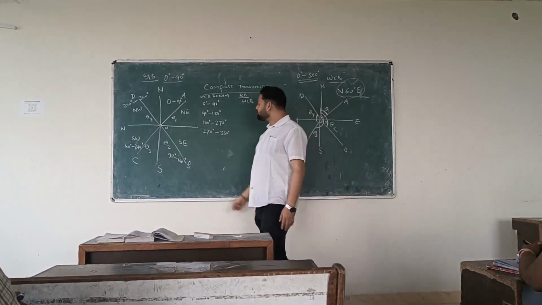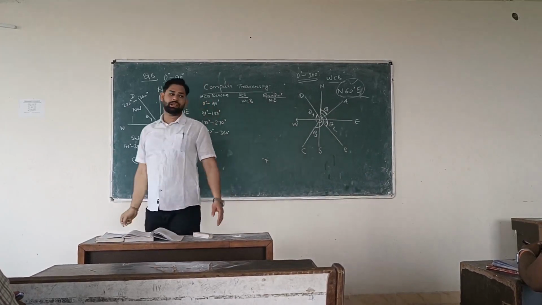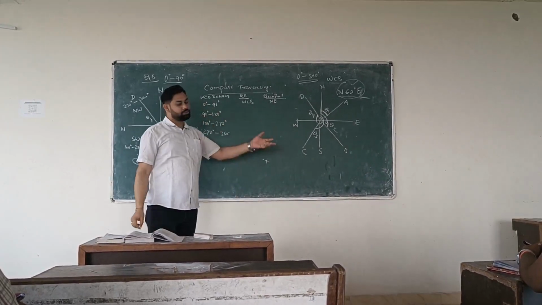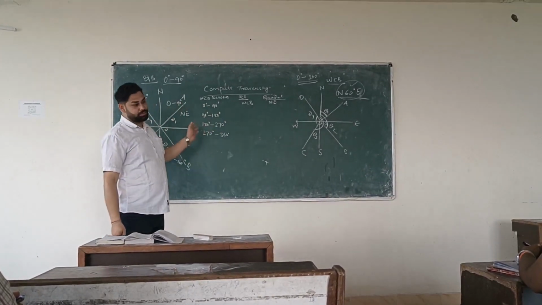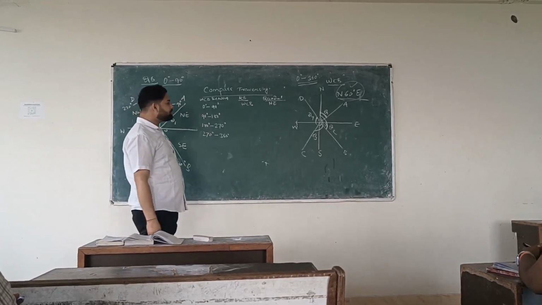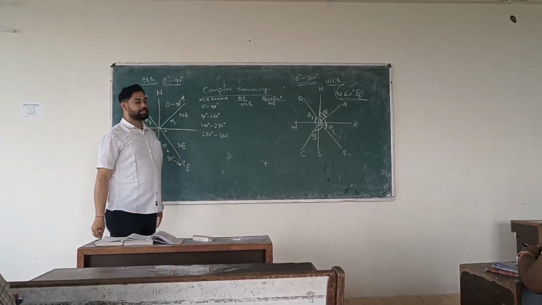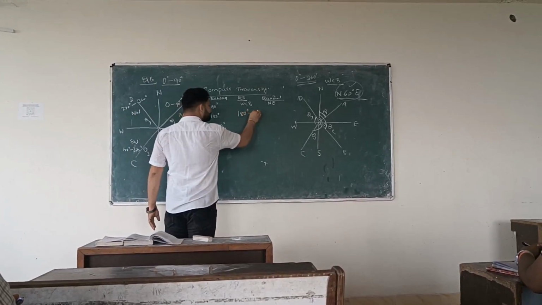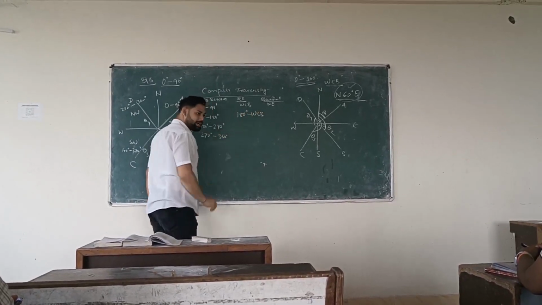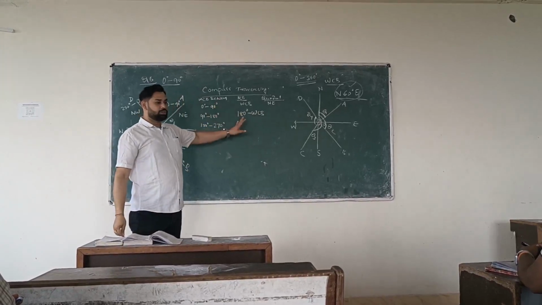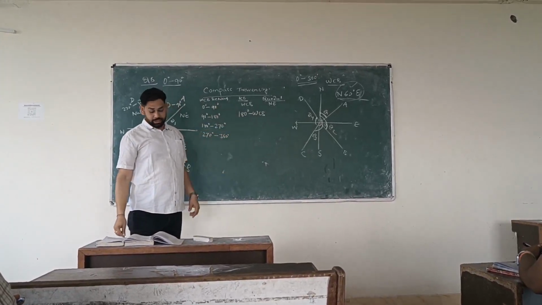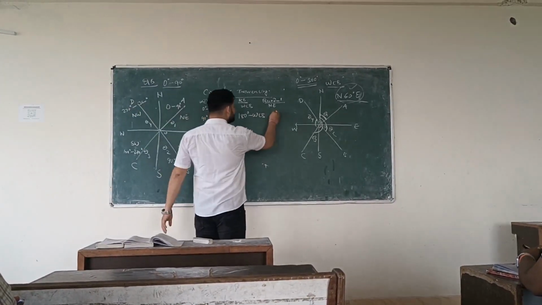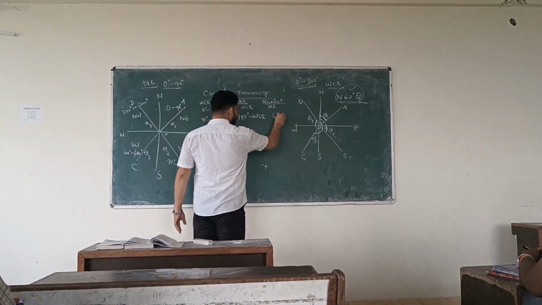Okay, let's suppose a line lies between 90 degree to 180 degree. So what will be your WCB? In this case, it's 180 degree minus WCB. Whatever your WCB is, you have to subtract from 180 degree, and your quadrant is south east. Second quadrant.